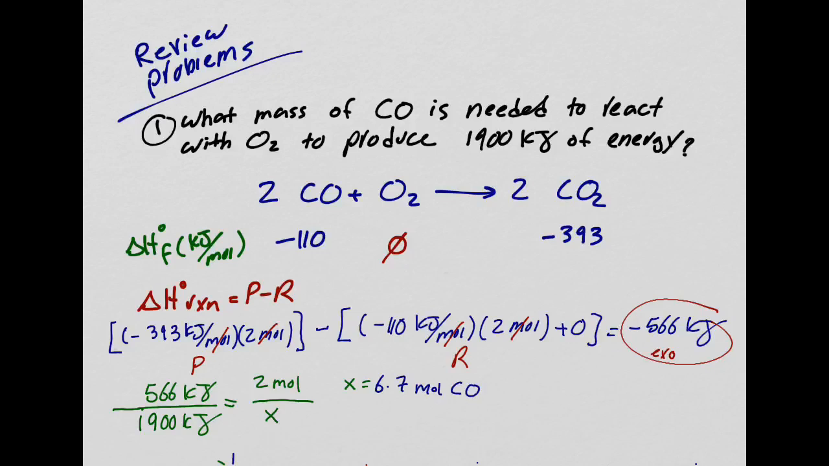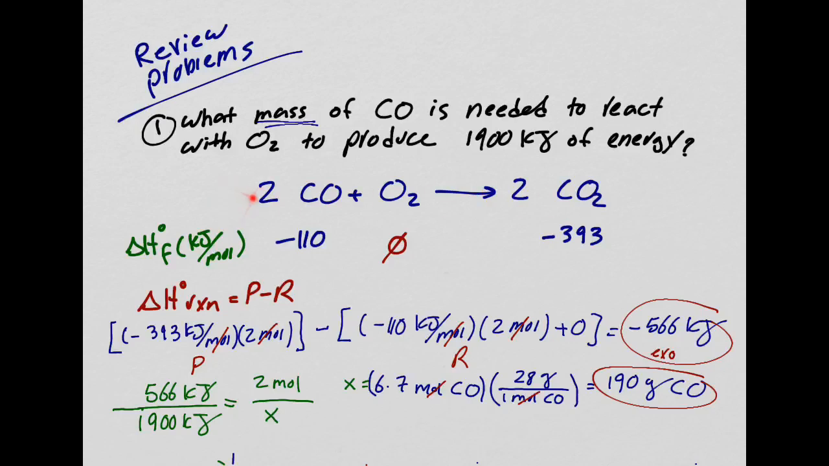Now, it asks you for mass and not for moles. That's okay. If I have moles, can I convert it to mass? Yeah. Using molecular weight. 1 mole of carbon monoxide is 28 grams. So the moles will cancel out. What I end up getting is 190 grams of carbon monoxide. So what does that mean? I need 190 grams of carbon monoxide to produce 1900 kilojoules of energy. Hopefully you guys follow that. Yeah? I'm going to go over it one more time.